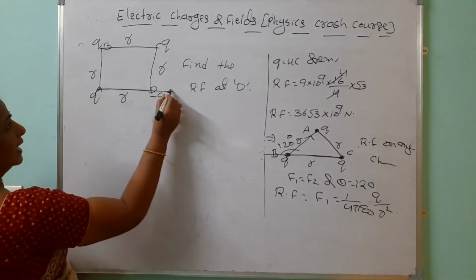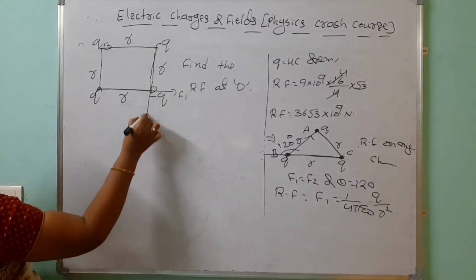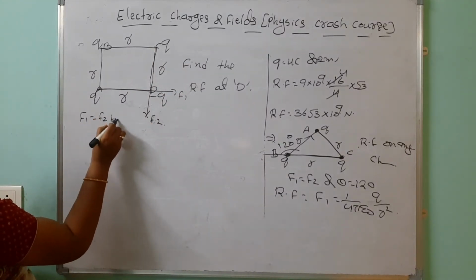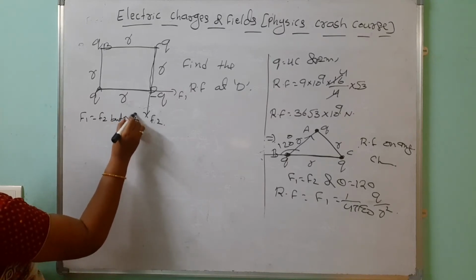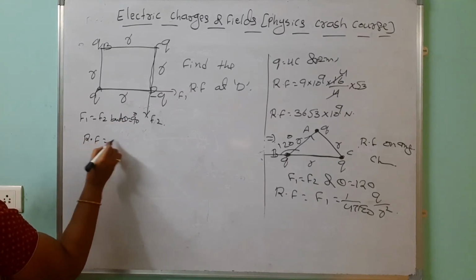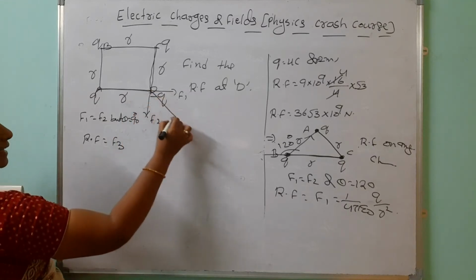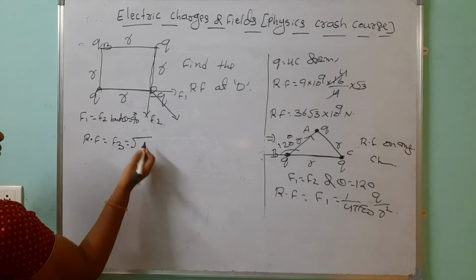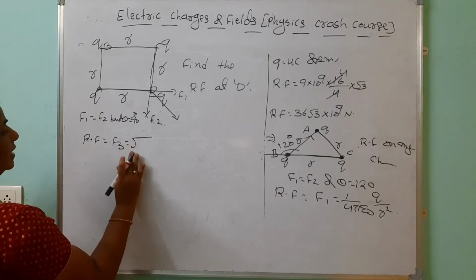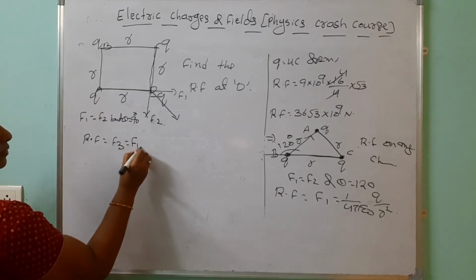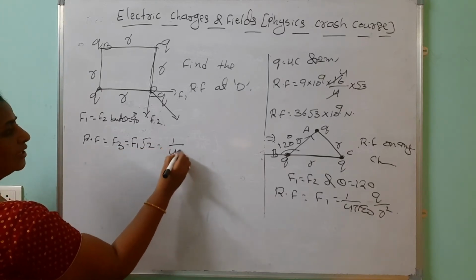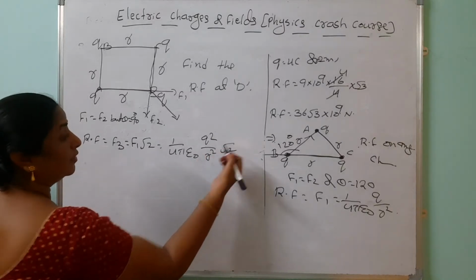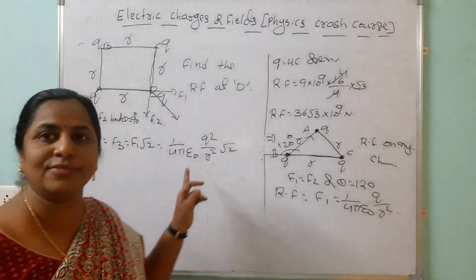Here one force is acting, F1, and here another force is acting, F2. Here F1 is equal to F2, but theta is how much? 90 degrees. So the resultant force I am taking as F3. F3 is acting like this. So F3 is how much? Root of F1 square plus F2 square. Both are the same, so F3 is F1 root 2, where F1 is 1 by 4 pi epsilon naught Q square by R square. From the parallelogram law of addition of vectors, we know this.